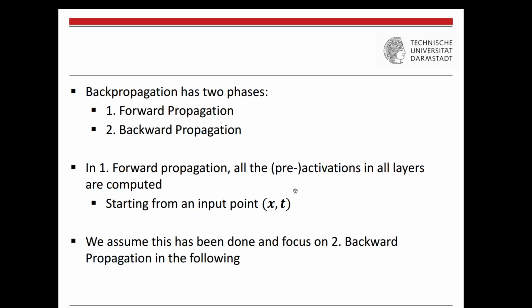So backpropagation, backprop, has two phases: the forward propagation and the backward propagation. In the forward propagation, we are given some input point, xt. X is the representation of the input. T is a vector that represents a label for that input, and we want to compute the gradient at that point xt. So in forward propagation, what we do first is we propagate x forward through the network, and then on the way we compute all the activations in all the layers, including the pre-activations. This is pretty simple to do. This is just linear algebra and some non-linearities put on top of some matrix vector multiplications. Now assume this has been done, and now we focus on the second part, namely backpropagation.